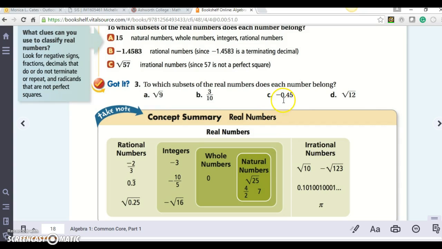number. Negative 0.45. Again, this number terminates. The dot is not there. So because it terminates, that means that it is a rational number. And then last but not least, square root of 12. Square root of 12 is not a perfect square, so that means that it's an irrational number. I hope this helps.